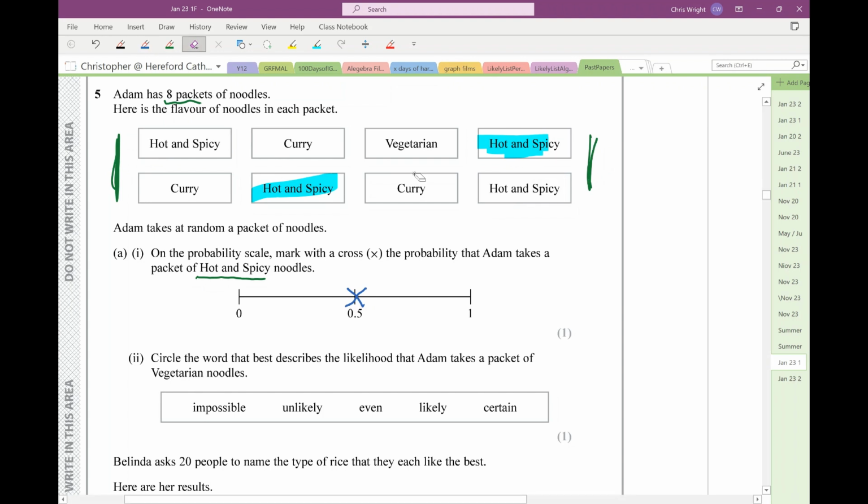Circle the word that best describes the likelihood that he takes a packet of vegetarian noodles. Is it possible at all? Yes, it is. Look, that's 1. Is there only 1 out of 8? So it's possible, but it's unlikely, I would say. There we go.